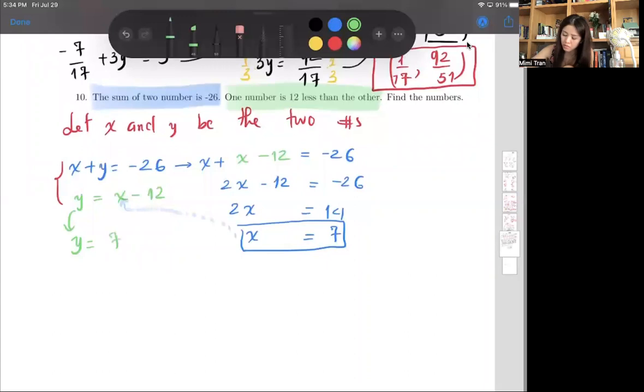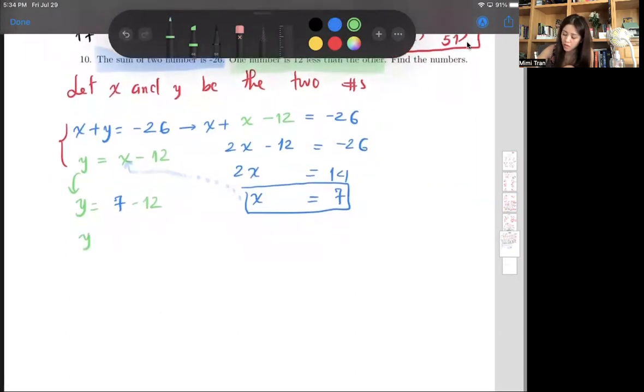It's going to be 7, let me use blue. 7 minus 12, so y equals negative 5. It is true. Y is 12 units smaller than x. Because if you, yeah.